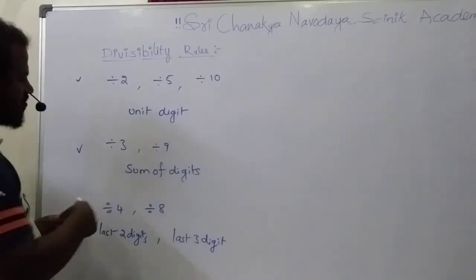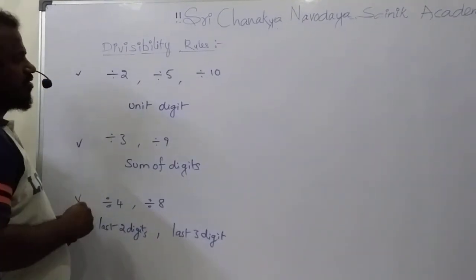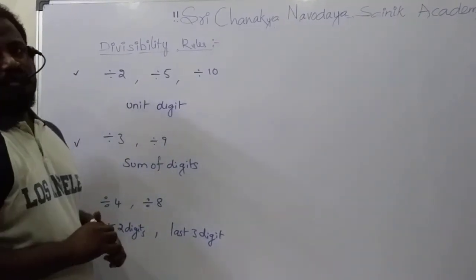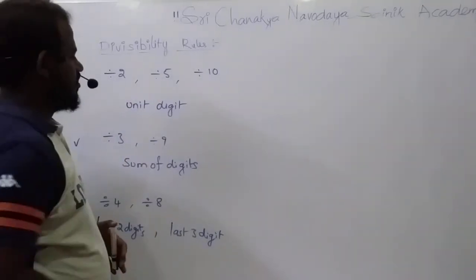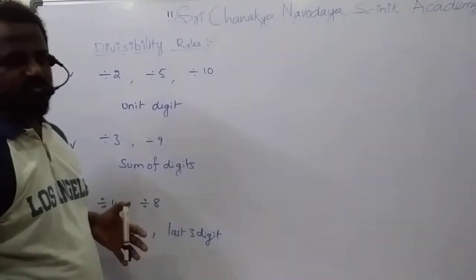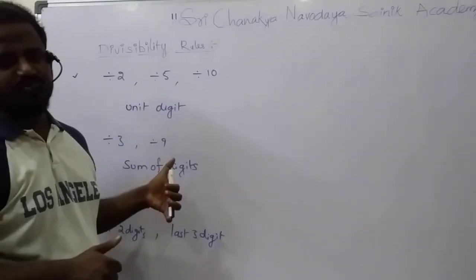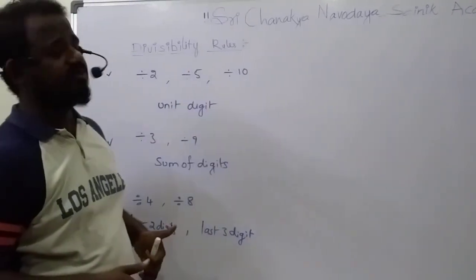So these are some common similarities between some rules. This is about divisibility rules, the 3 important notes and some common similarities.